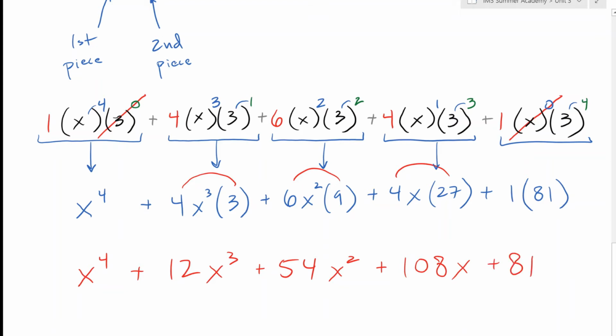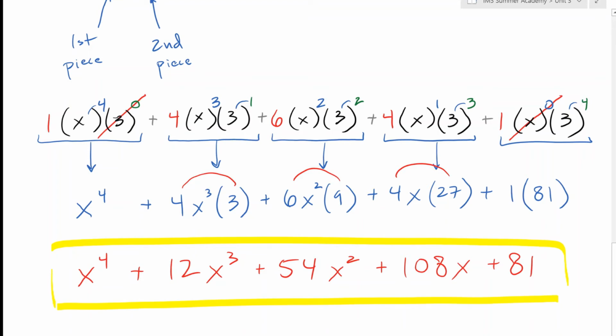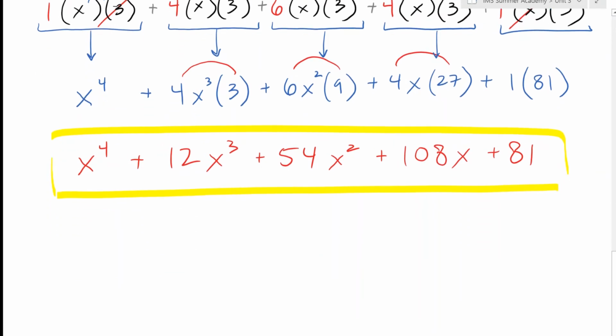So there, everything is in standard form. Biggest exponent to the smallest exponent. It's got the 5 terms. That's what you would get if you actually sat there and multiplied all 4 of those pieces out. So we'll get a little bit faster with these as we go through more examples of them. But basically, Pascal's triangle gives us the coefficients, and then we follow the patterns of the binomial theorem.